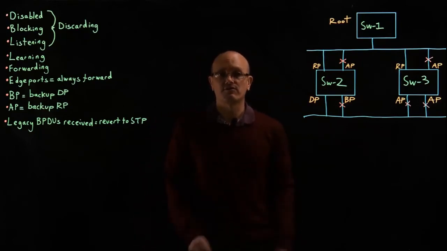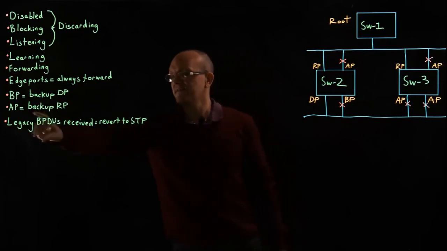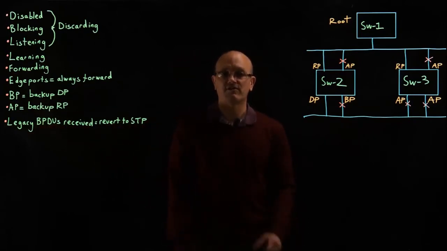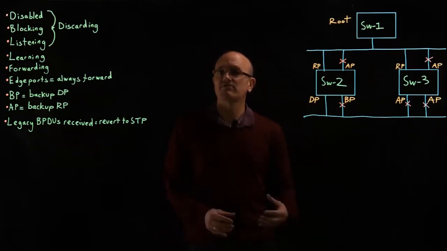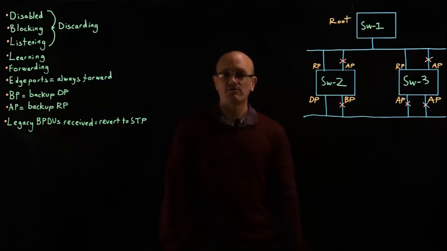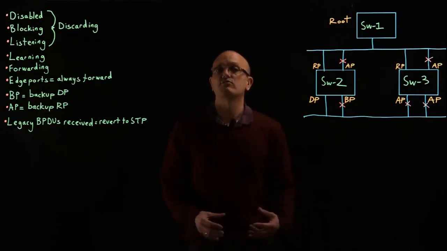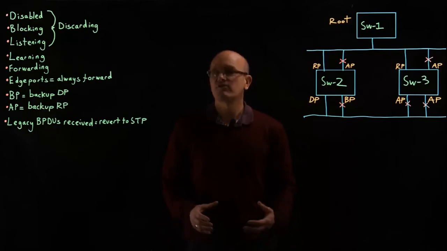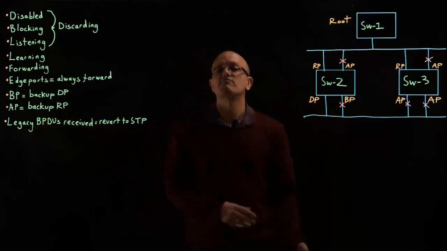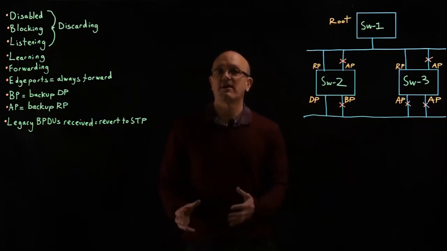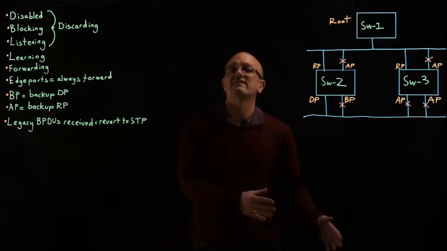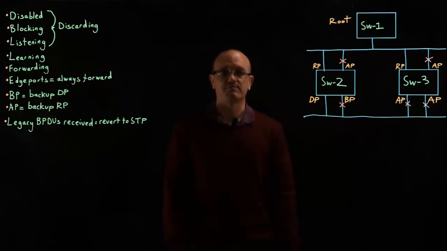One final thing to note here is that we can't interoperate rapid spanning tree with standard STP. So if we have a mix of switches, some that support rapid spanning tree and some that don't, what happens is that the switches speaking rapid spanning tree, on receipt of legacy BPDUs, revert back to standard spanning tree. That way we're not going to get any issues with the interplay of rapid spanning tree speaking devices and standard spanning tree speaking devices. And this was a quick overview of rapid spanning tree.